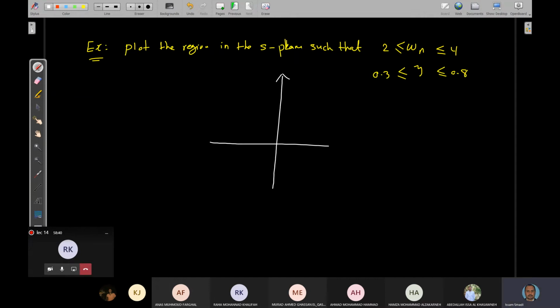Of course, I can link it with percent overshoot and time constant. So simply, this is the S-plane, this is the real axis, this is the imaginary axis. And I need to mark or plot the region in the S-plane such that omega n is greater than 2, less than 4, and zeta greater than or equal to 0.3, less than or equal to 0.8. Now, omega n, how can I do that?